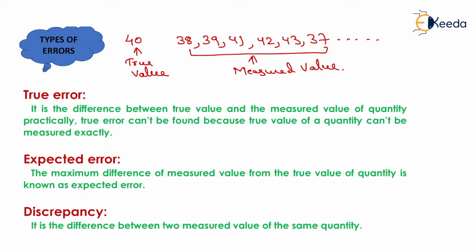Now true value is never possible because ideal condition is not possible, so we will not be able to measure the true value for any experiment.